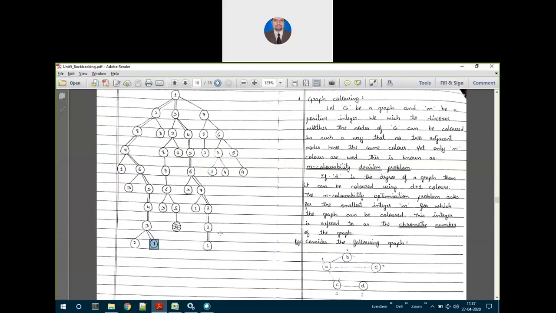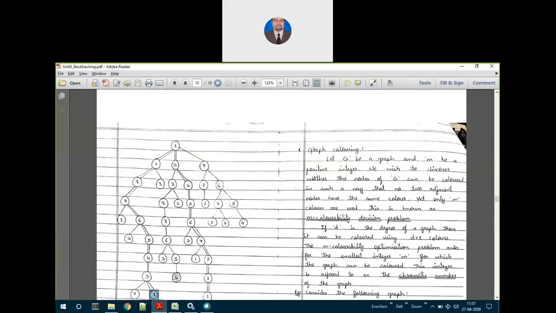Okay, fine. So after this one, in your notes you have something called graph coloring. Next concept is graph coloring. This particular concept is not there in your current syllabus, so we will not study this one. You also better not go into this particular concept.